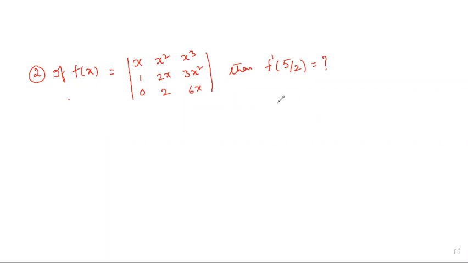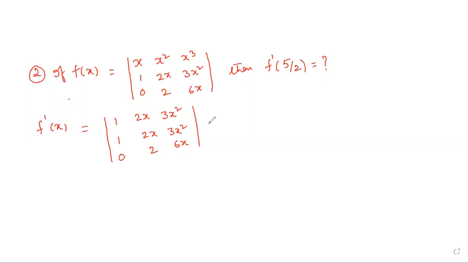First, what I am going to do is, first we can observe how I am going to do the derivative. First is x. What I am going to follow is: f dash x is equal to the first row derivative, and the remaining two rows are the same. The derivative of x is 1, of x square is 2x, of x cube is 3x square. The remaining two rows are the same: 0, 2, 6x. Okay?